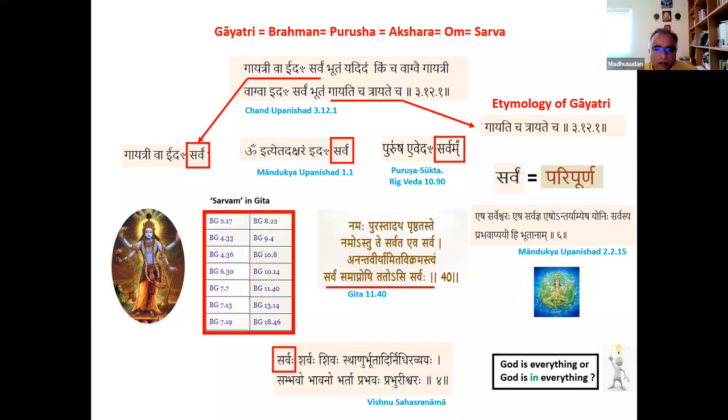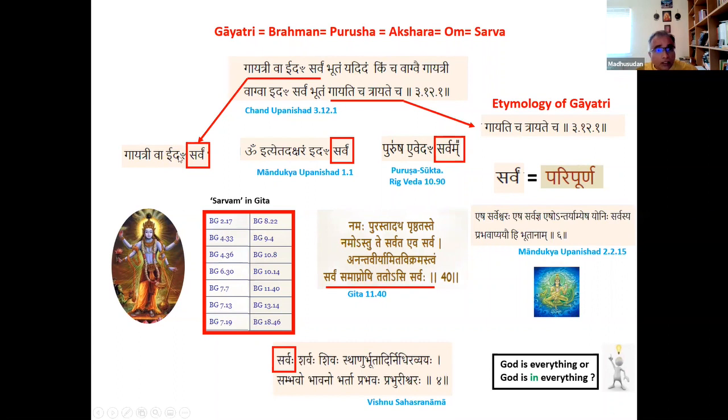Thank you, Shilaji. Very nice. So the last line I have underlined for our benediction. Sarvam sam apnoshi tato asi sarvaha. So in the Gita, Krishna himself gives a definition of what that sarvam is. Sarvam is that which has pervaded everywhere. Pervasion in time, space, and gunas is called sarvam.